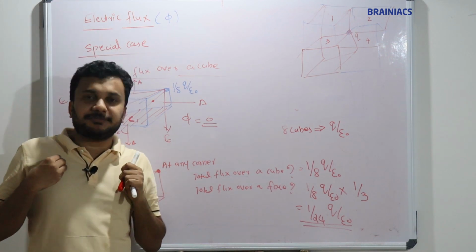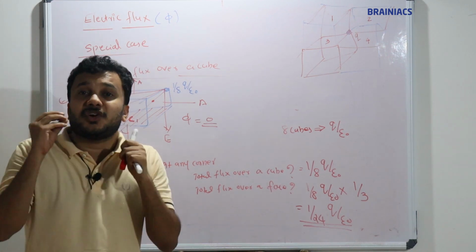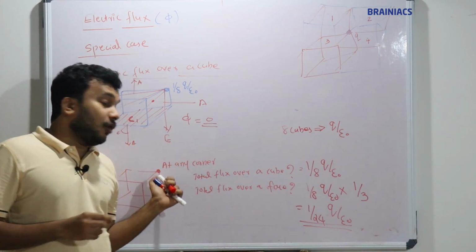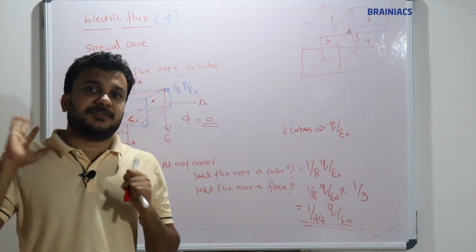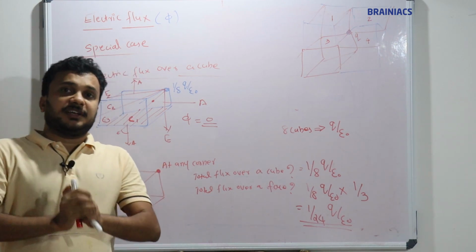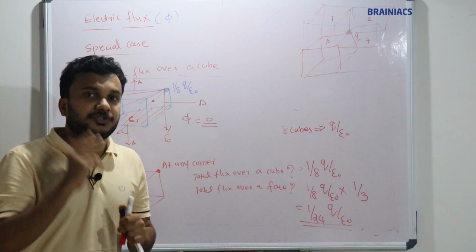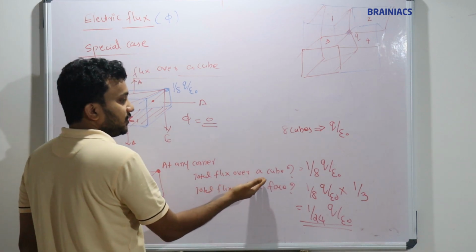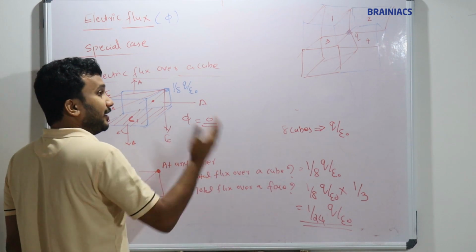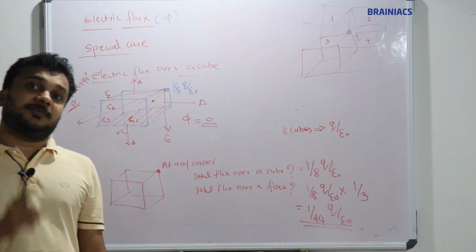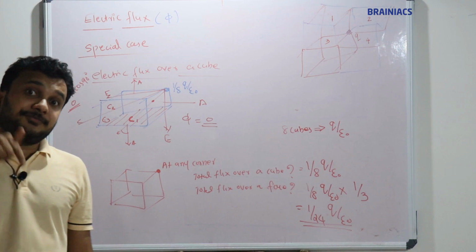If I am placing a charge not at the center, not at the corner, instead I am placing the charge at any one of the surfaces, I have two questions for you. First, the total flux over a cube is how much? Second, the total flux over a face is how much? Now we are placing a charge over a face.